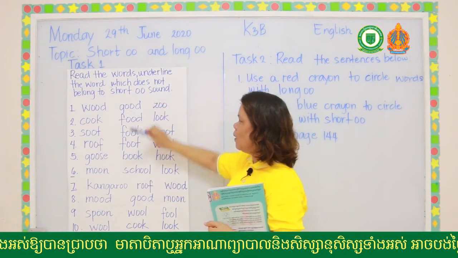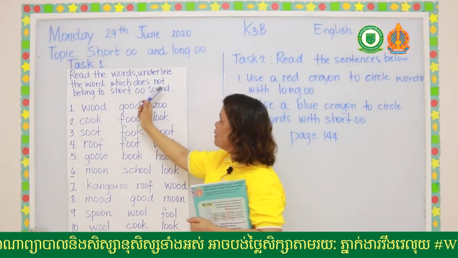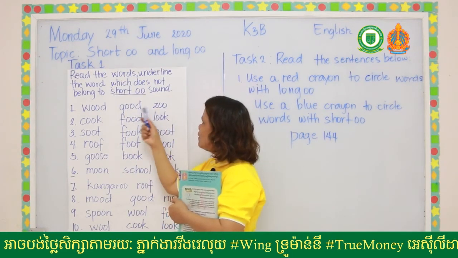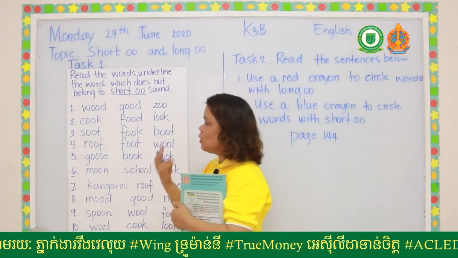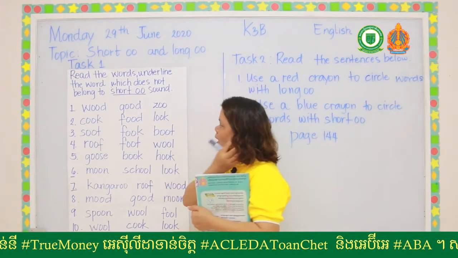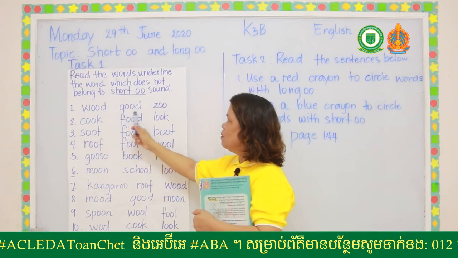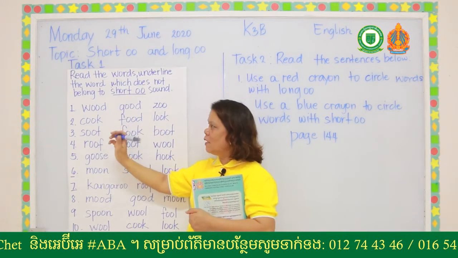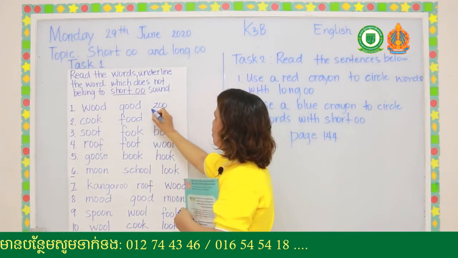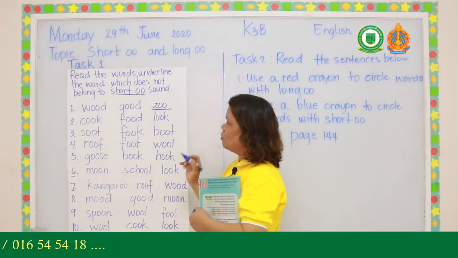Okay, so here in number 1. Underline the word which does not belong to short O. Here, they are all spelled with double O. But there are 2 words that are short O. One is long U. So, you are going to underline the long U. Okay? Wood, good, zoo. You need to listen. Wood, good, zoo. So you're going to underline which is not short O.